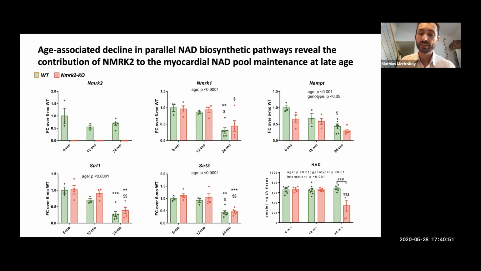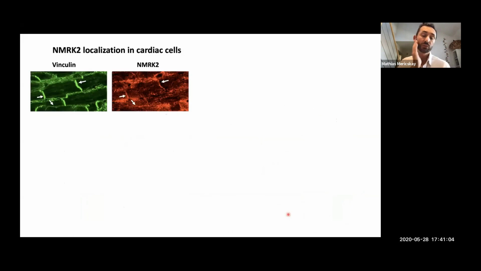But actually, this is coming relatively late, and as you may have noticed from the previous slide, there is already subclinical cardiac dysfunction at earlier ages. And so we were curious, and we started to look a bit at the localization of the protein in the cardiac cells. And we found that at baseline, when it's not overexpressed, in the wild-type heart, it's mostly localized at the level of the intercalated disc and along the sarcolemma.